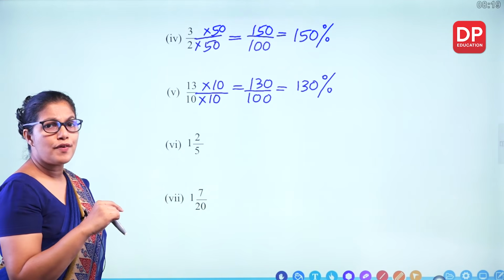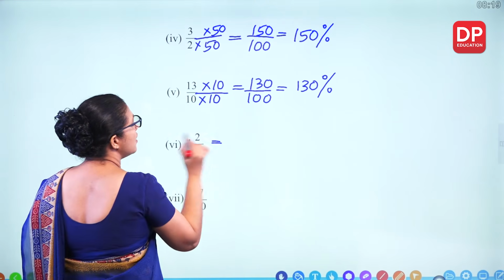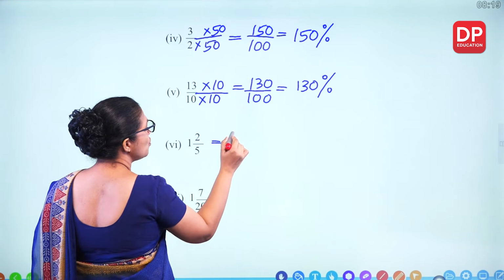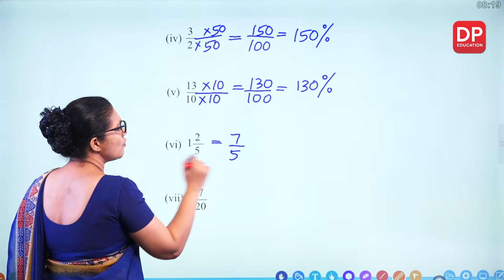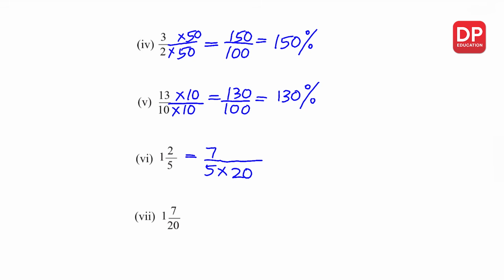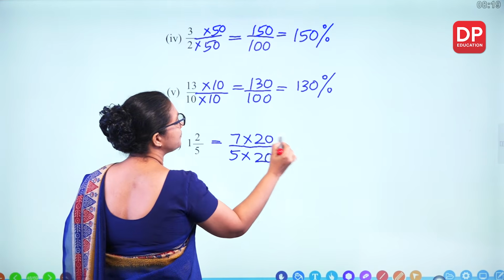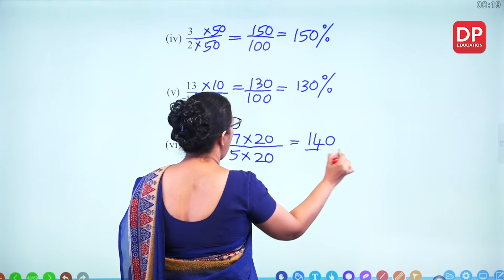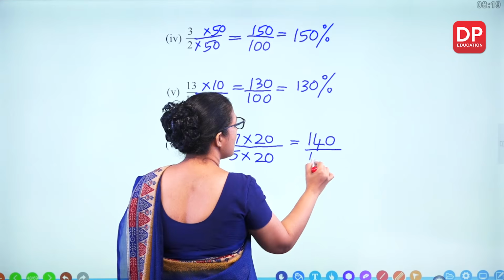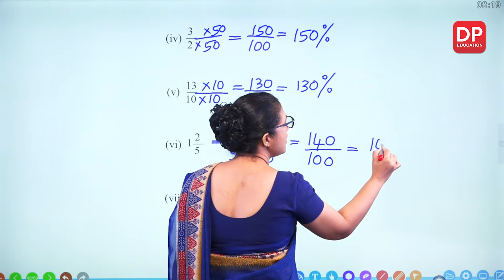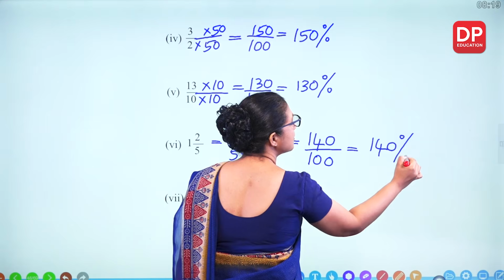1 2/5, convert to an improper fraction. 5 times 1, 5. 5 plus 2, 7. Now you can convert the denominator to 100. Multiply by 20. Do the same thing. 7 times 20, 140. And 5 times 20, 100. So what's the percentage? 140%.